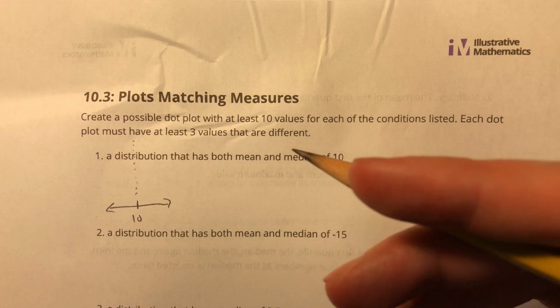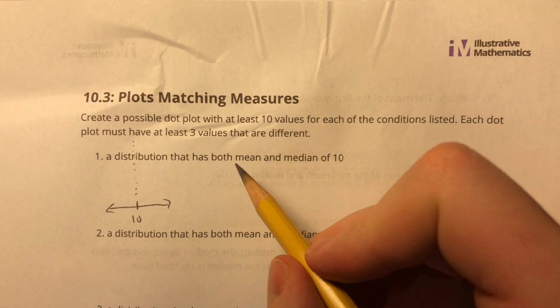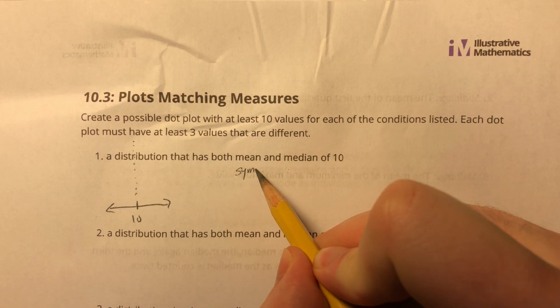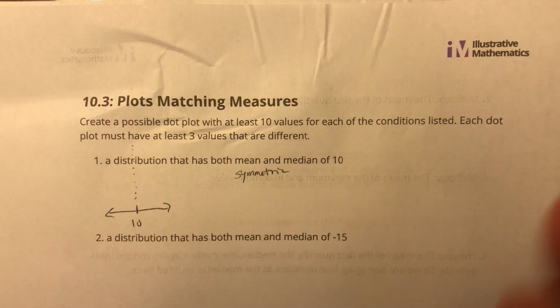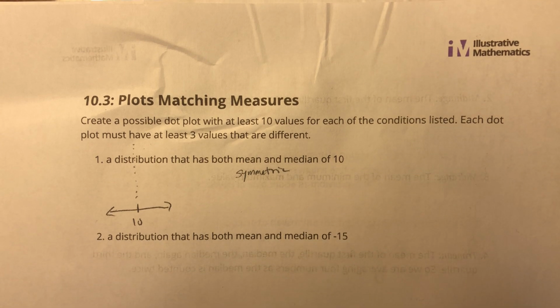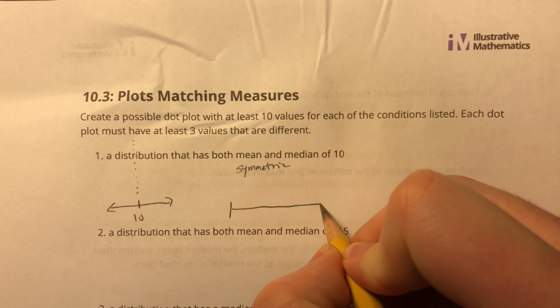So when I think about the mean and median being the same, that means it's going to be symmetric. Perfectly symmetric, not vaguely symmetric. It's got to be perfectly symmetric for that to be true. So there's quite a few different types of graphs I could do for that.